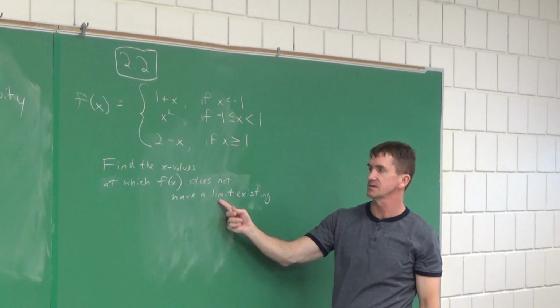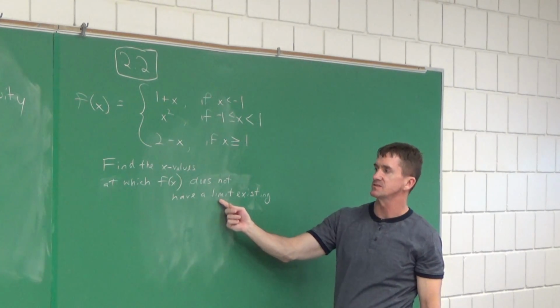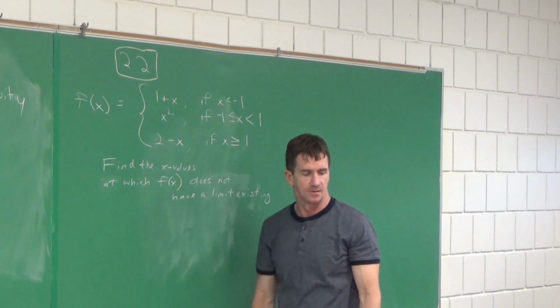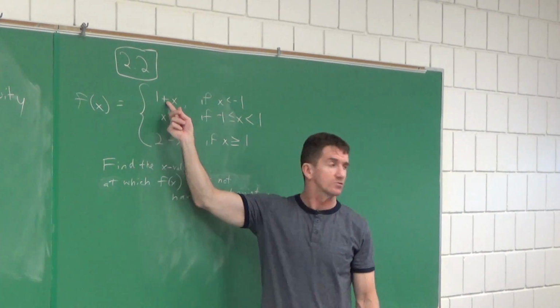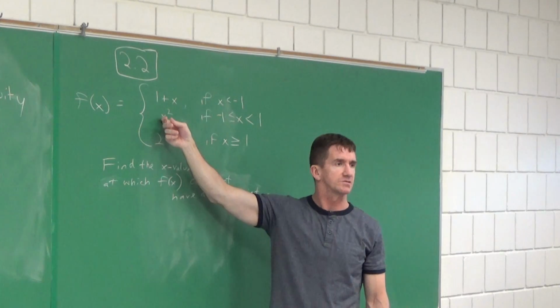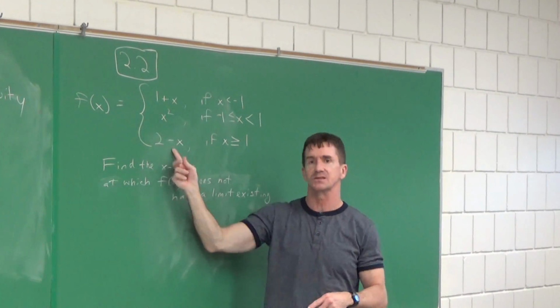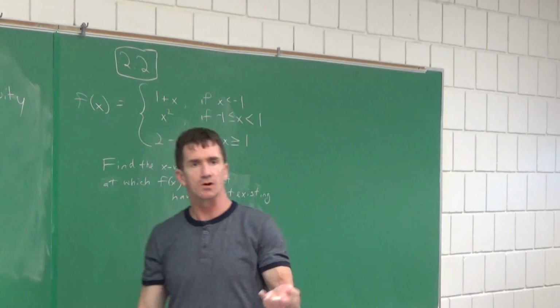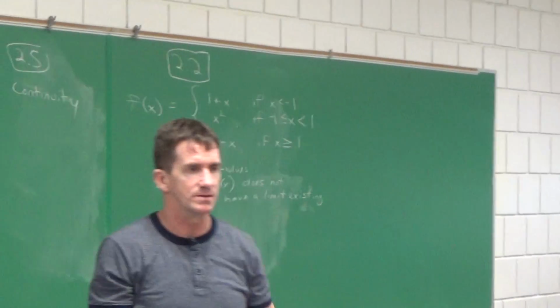Write this: where does the limit exist? We're going to find the values at which f(x) does not have a limit. You all know y equals 1 plus x is a straight line, so it's going to be safe everywhere. x squared is safe everywhere, that's a parabola. 2 minus x is another straight line. So do y'all agree we've got 2 straight lines and a little parabola?